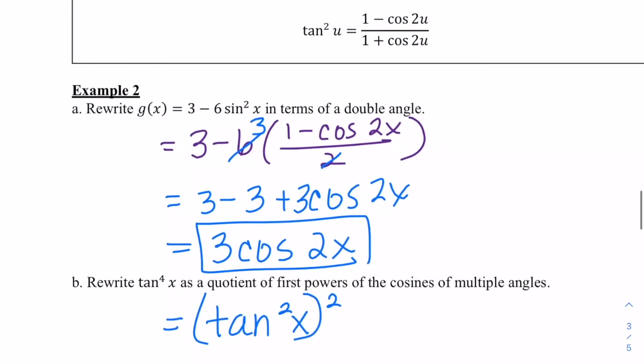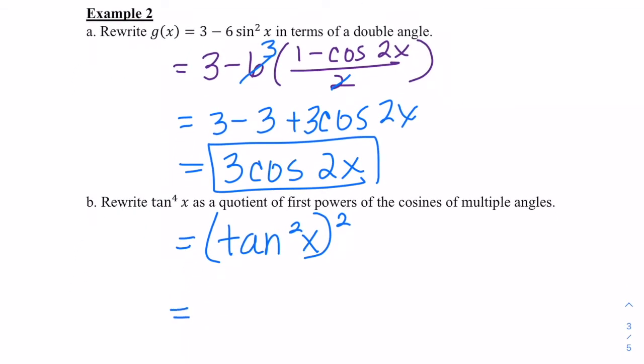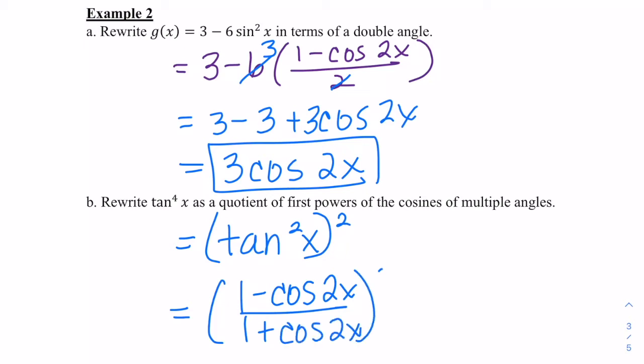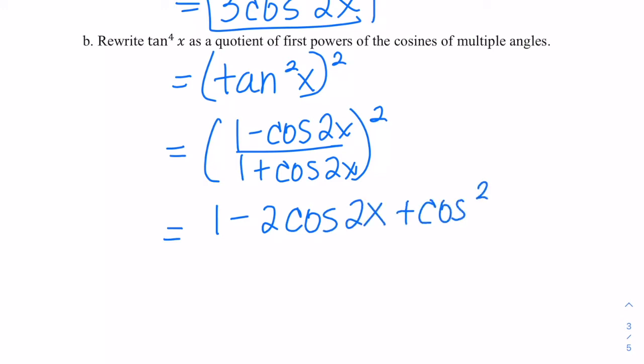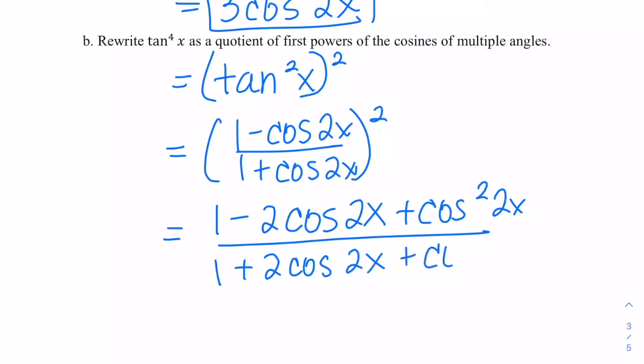So essentially it's going to be 1 minus cosine of 2x over 1 plus cosine of 2x, quantity squared. And we can rewrite this as 1 minus 2 times the cosine of 2x plus cosine squared of 2x. And then on the bottom it'll be 1 plus 2 times the cosine of 2x plus cosine squared of 2x.